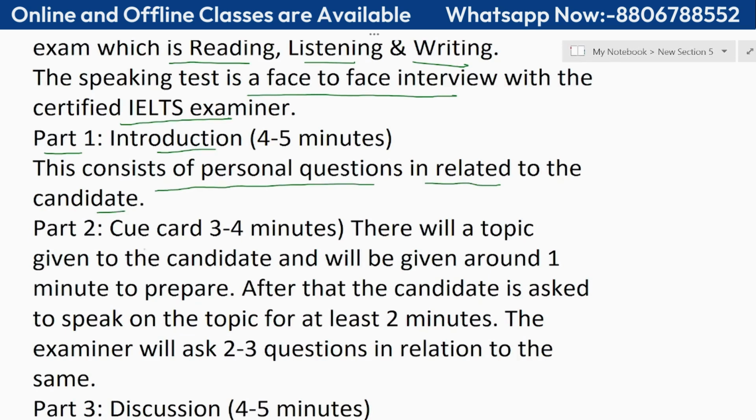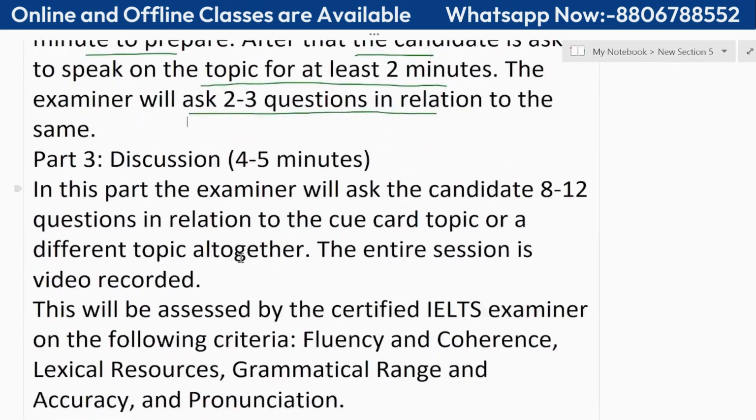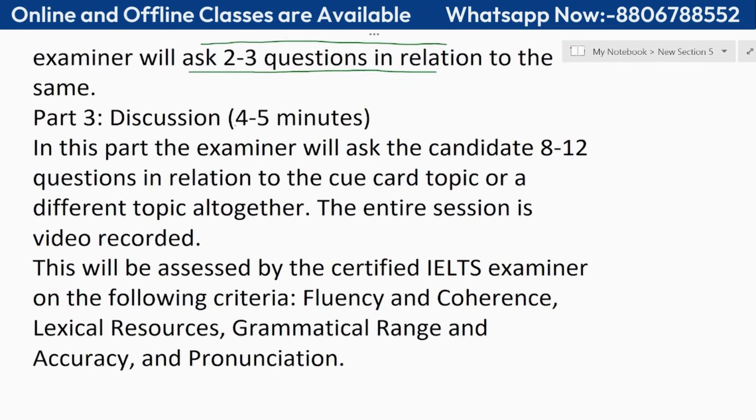Okay, then part 2, it will be the cue card, which will be for 3 to 4 minutes. There will be a topic given to the candidate and they will be given 1 minute to prepare. After that, the candidate is asked to speak on the topic for at least 2 minutes. The examiner will ask 2 to 3 questions in relation to the same. Part 3 will be discussion. Okay, here it will be for 4 to 5 minutes. In this part, the examiner will ask the candidates around 8 to 12 questions in relation to the cue card topic or a different topic altogether.